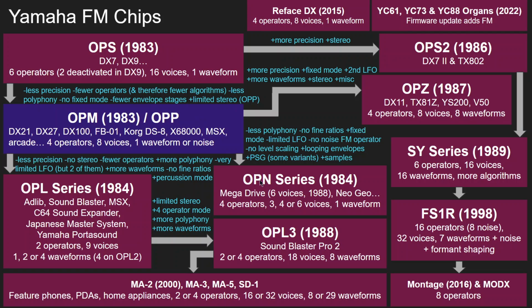Yeah, and then going down to OPN. OPN2 is the chip in the Sega Genesis, part of the OPN series. So even less polyphony, reduced to 6 voices instead of 8. But I'm going to stick with 8. No fine ratios, so you could only have whole numbers. You couldn't have 1.3 to 1 or something.